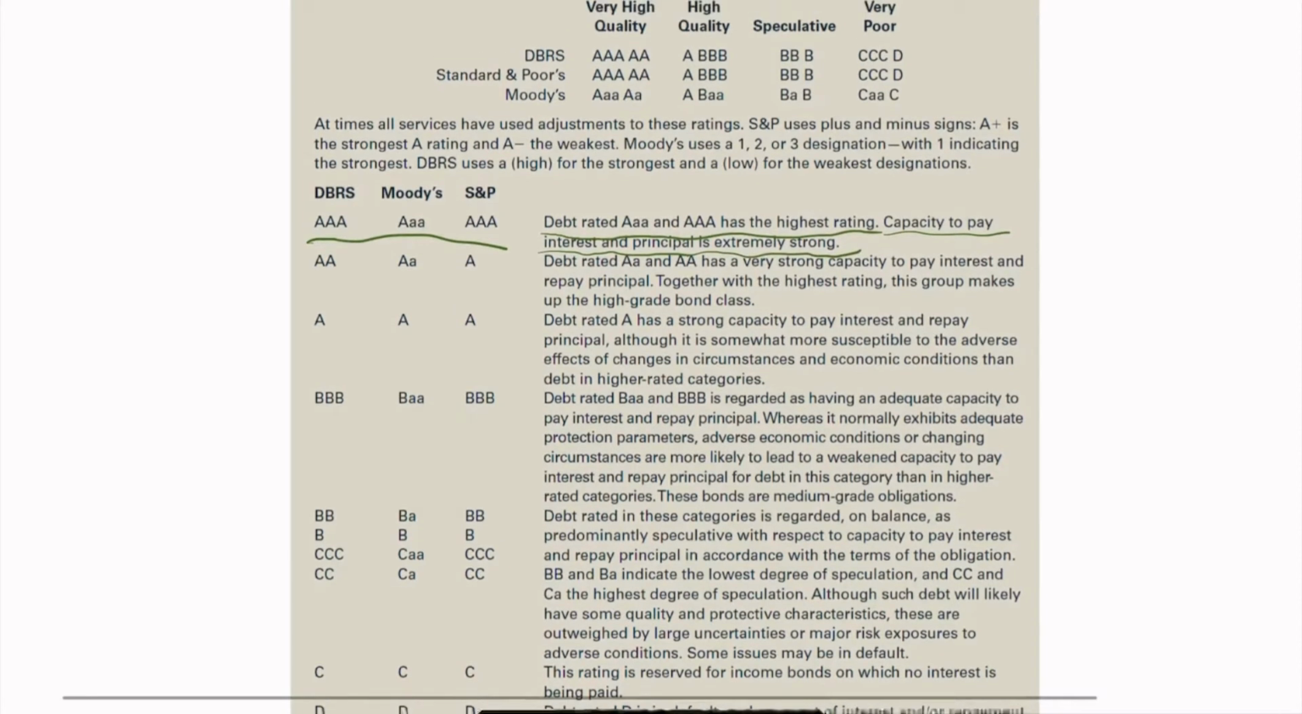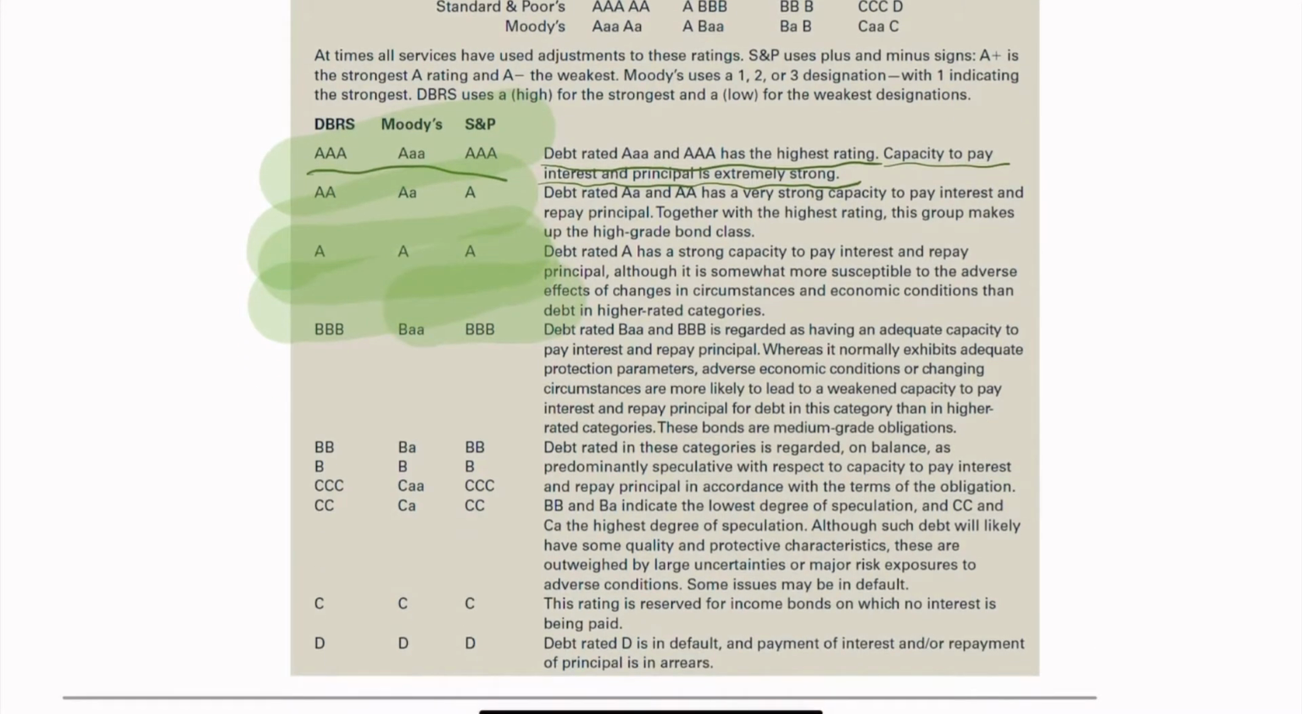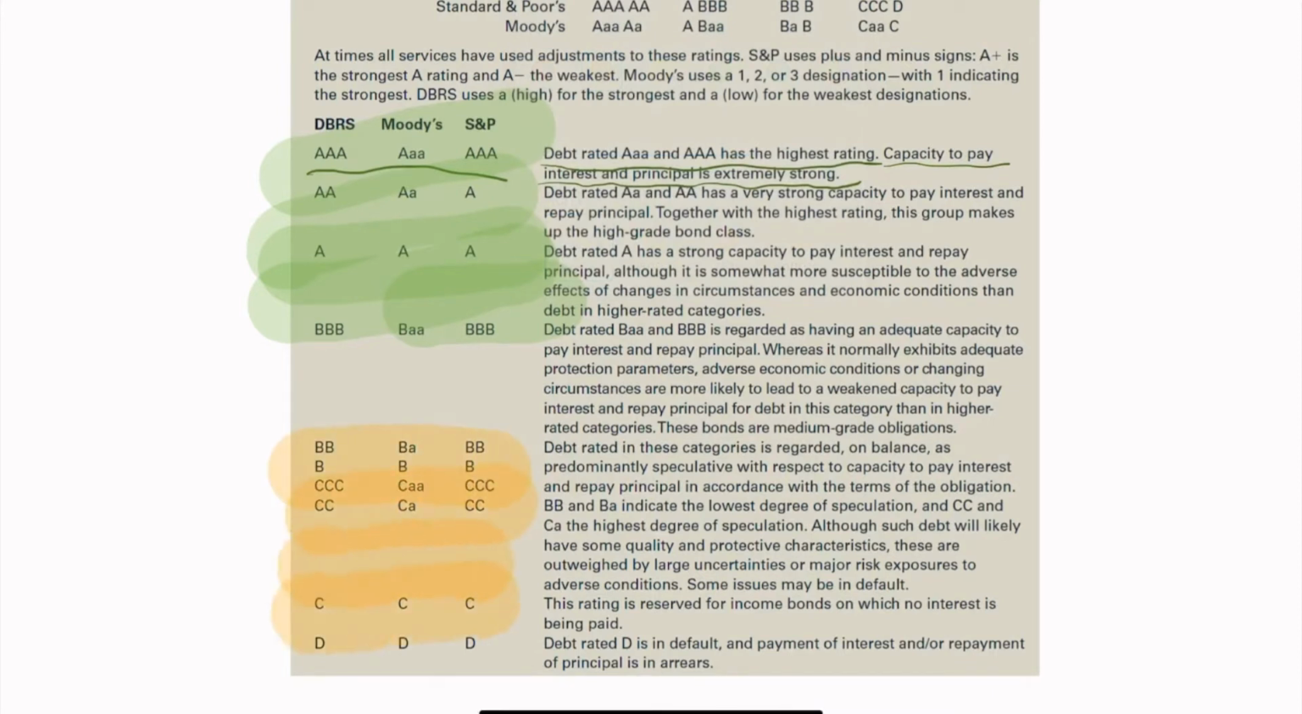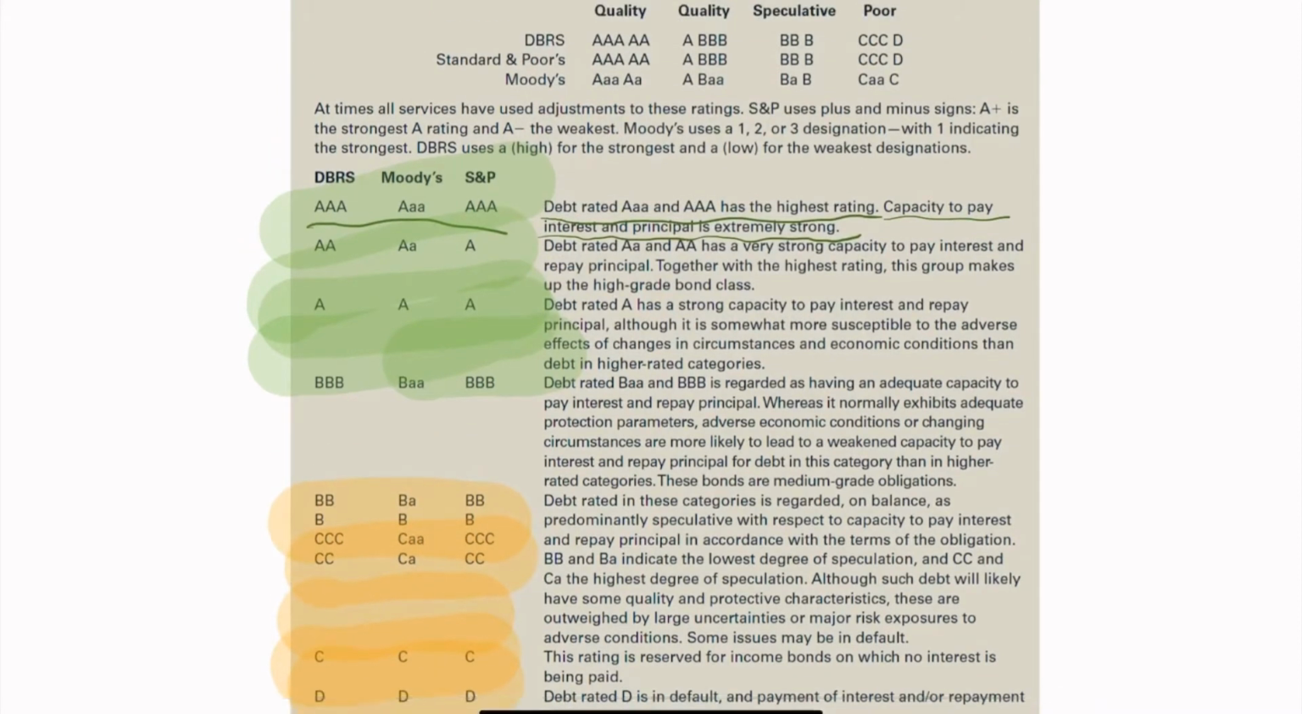And as I mentioned, these bonds are investment grade bonds, and these bonds are junk bonds. This is actually quite important because generally when you're investing in bond mutual funds or bond ETFs, you will want to check its average rating. At least you want to know whether you're investing in an investment grade bond ETF or you're investing in a junk bond ETF, right?